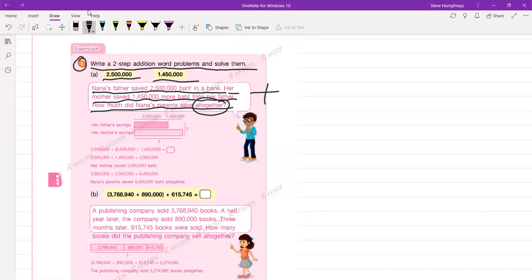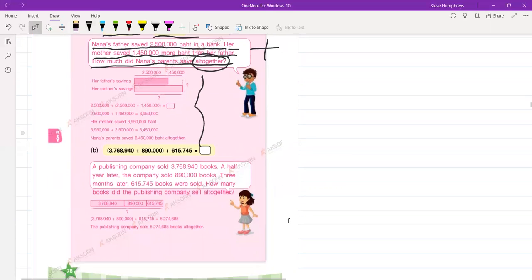Okay, and these are the steps. You can follow those steps, or you can write your own word problem in the space. When you come back to the class, we will practice these because you need to do it in an exam. And B is also, it gives you a number sentence here. And you need to create your own word problem. Here's the example.